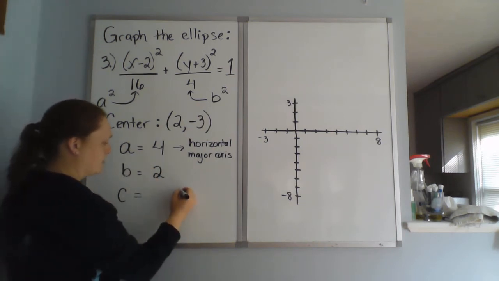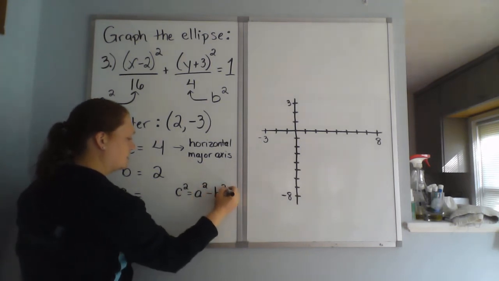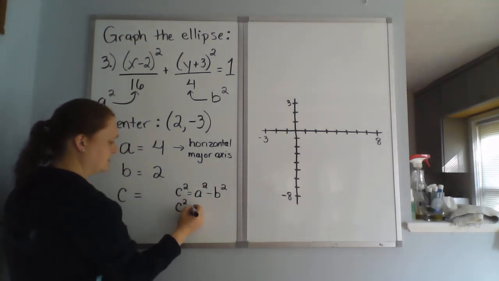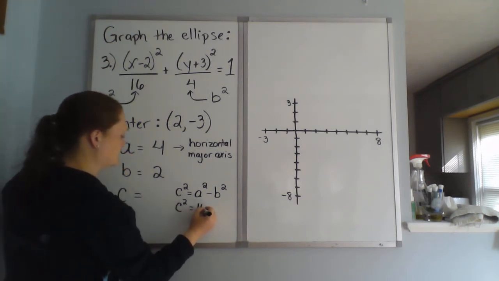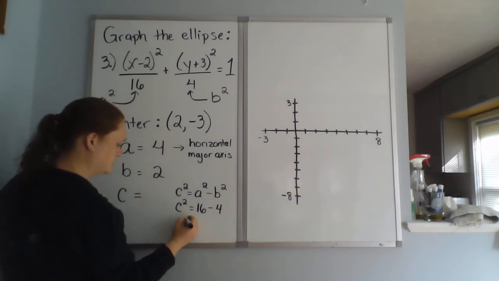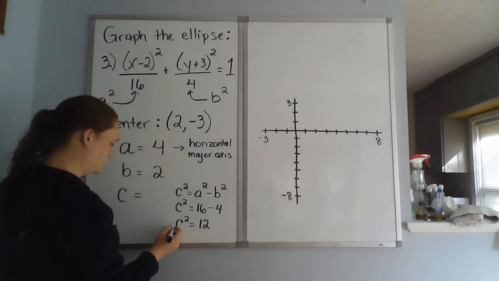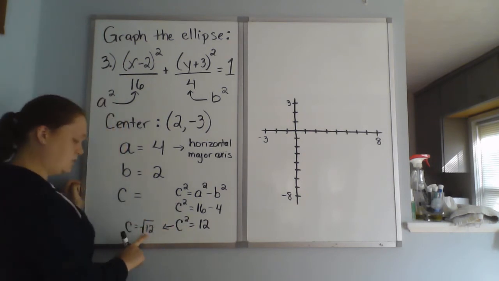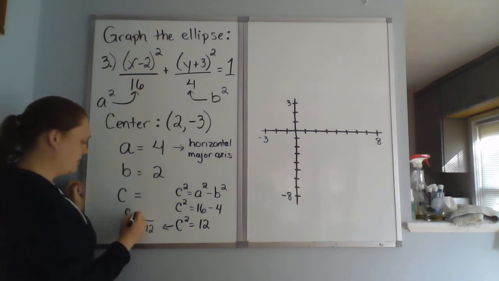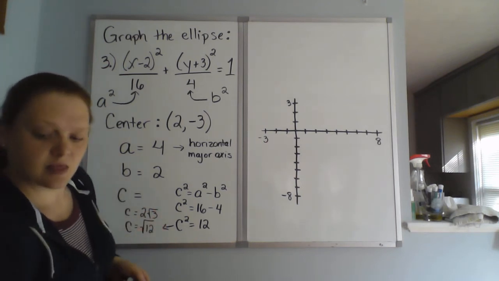And now we can do our C squared equals A squared minus B squared to figure out the value of C to identify where our focus points are going to be, our foci, all right? So we're going to have 16 minus 4 here, so C squared is equal to 12. So C equals the square root of 12, which we can reduce down because this is the square root of 4 times the square root of 3. This is 2 square root of 3. So that's the exact value of it.